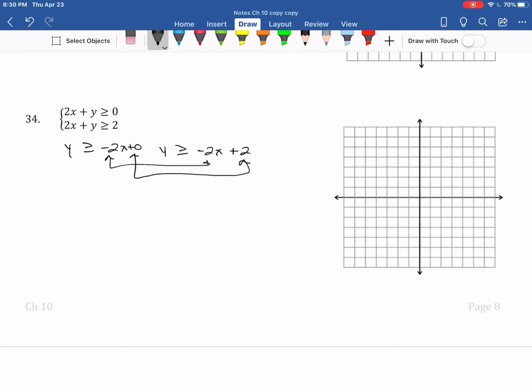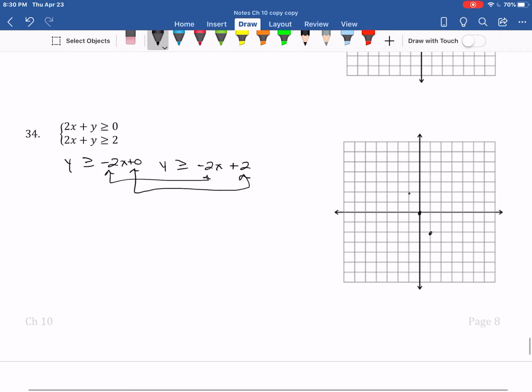So the top inequality is going to hit at the origin and has a negative 2 slope. And so there's another point going down 2 and to the right 1. And let's put a point here, just to give us an idea. A solid line gets you this line here. And the second inequality hits the y-axis at +2 and also has a -2 slope. So those are some points that this line needs to hit.